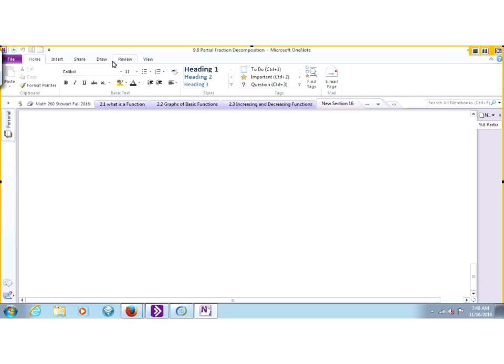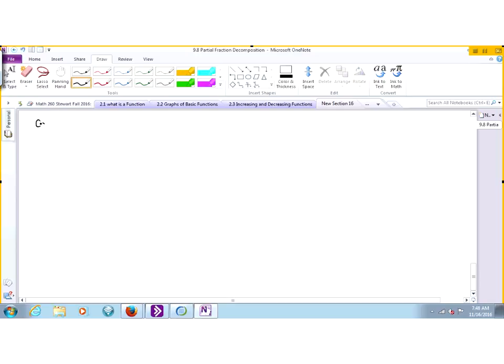So now let's do case 3 and case 4. Case 3. This is where q of x, the denominator, contains irreducible quadratic factors, none of which are repeated.